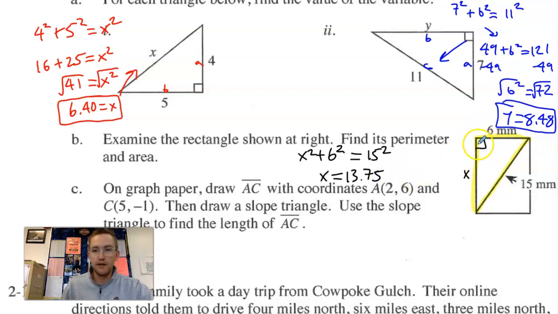Then as we are looking at a rectangle, hopefully remember that the opposite sides of a rectangle are exactly the same. So if we get 13.75 here, this has to be 13.75 as well. This side has to be 6. So the perimeter, adding all of those together, would be 39.5, depending on how you round that one.